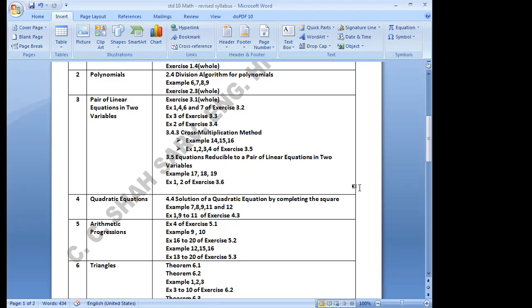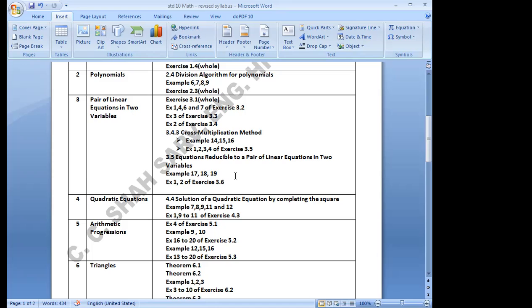Next topic, 4.4, solution of quadratic equation by completing the square. The entire topic is excluded, especially in this, the sums or examples, that is page number 80. Example 7 is excluded. 81, example 8 is also excluded. 82, example 9 is excluded. 83, on this page number 83, example 10 is there in the examination, means it is included. Tick mark it properly. Page number 83, example 10 is included in the examination.